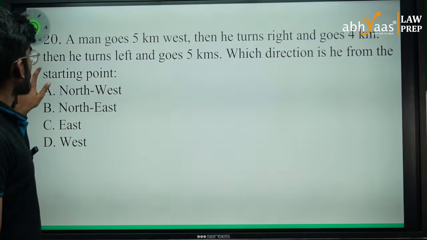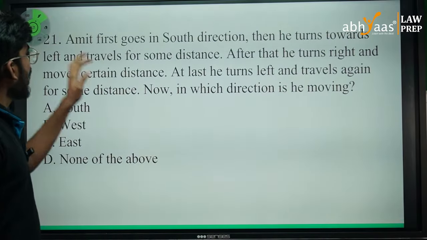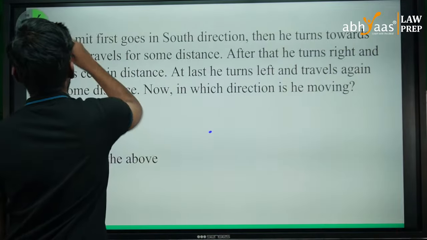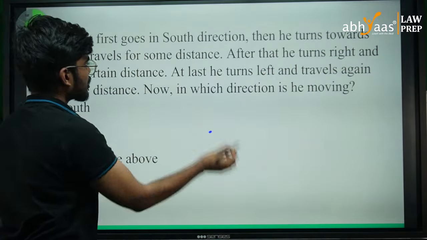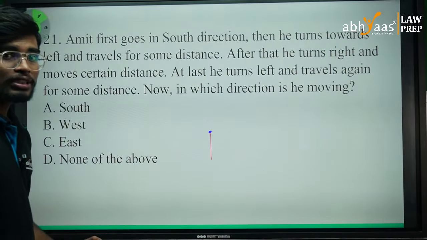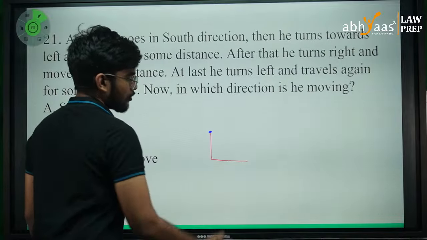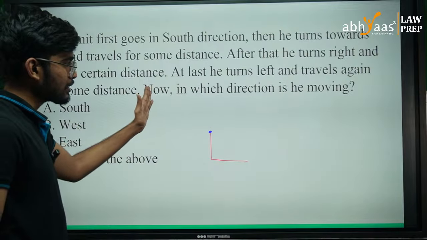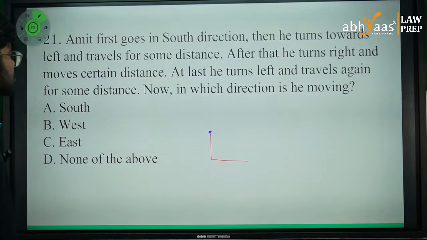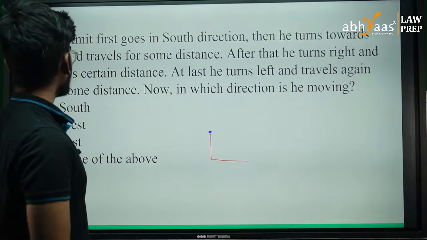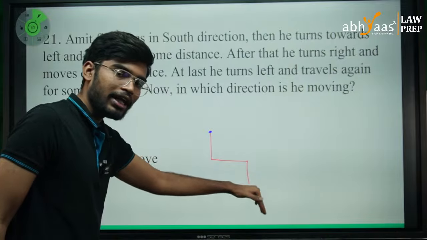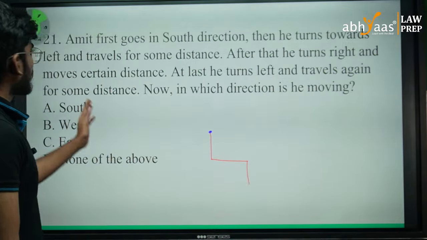And moving to the next question. Amit first goes in south direction. That means he is going towards downwards. If I take this as a reference point, Amit is first going towards south. Then he turns towards left. Turning towards left means this side. Why? In the north, turning left means this, so in the south, it must be exactly opposite of that. Turns towards the left and travels some distance. After that, he takes a right turn and moves a certain distance. He's taking a right turn because he's facing east.